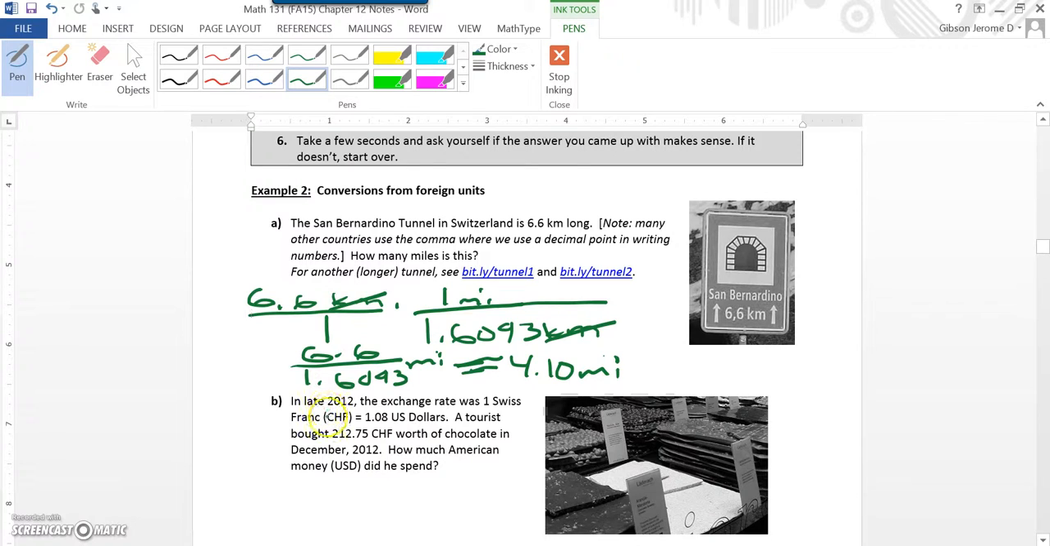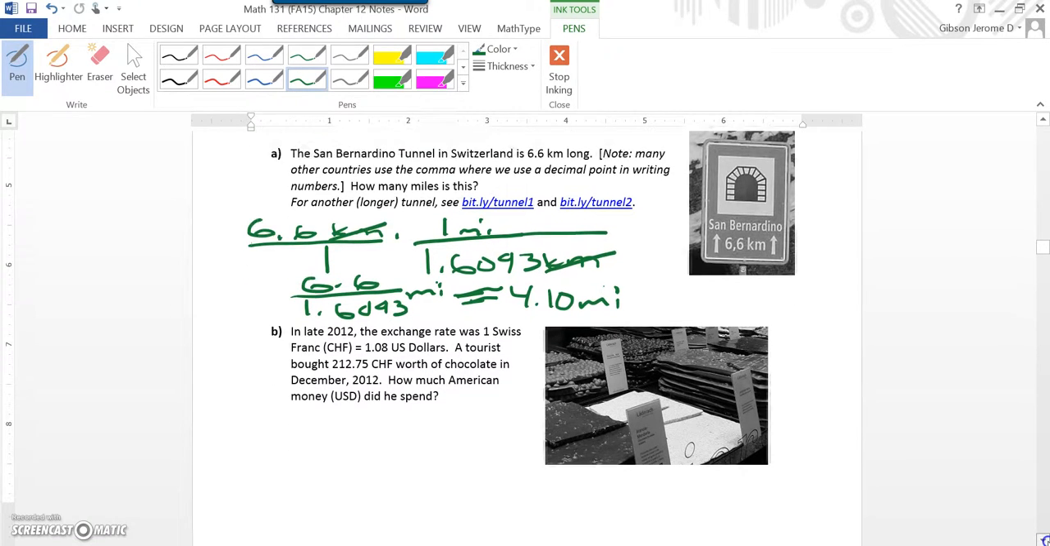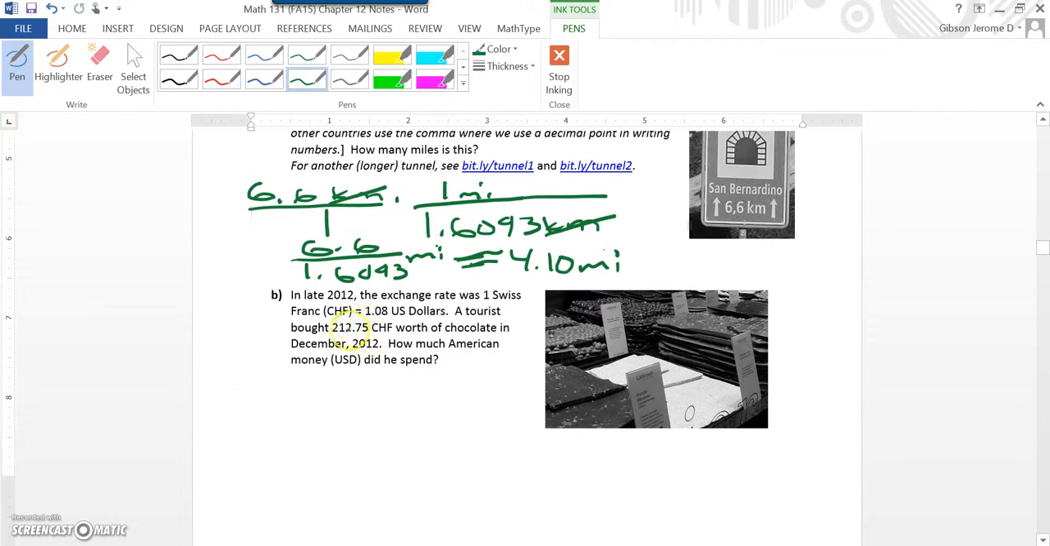Now we move on to B. It says in late 2012, the exchange rate was 1 Swiss franc equals 1.08 US dollars. A tourist bought 212.75 CHF, and we know CHF means Swiss franc, worth of chocolate in December 2012. How much American money did he spend? So we need to do a conversion here. So basically, this is how much was spent.